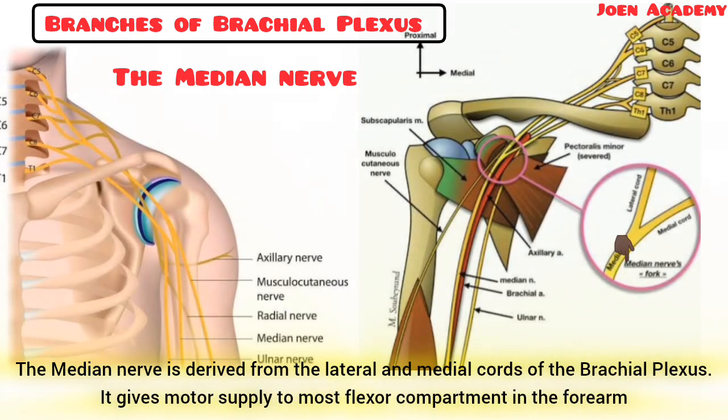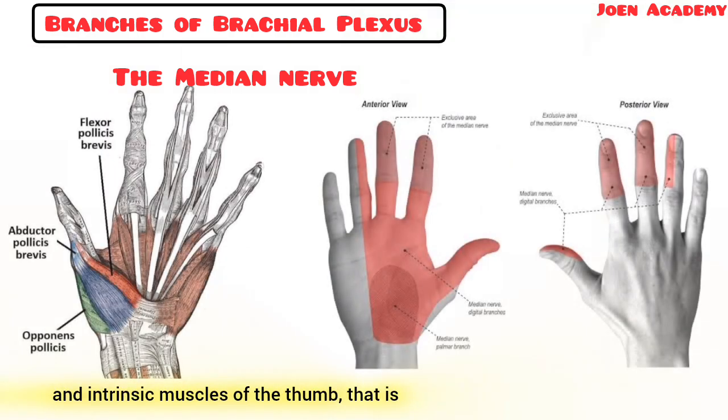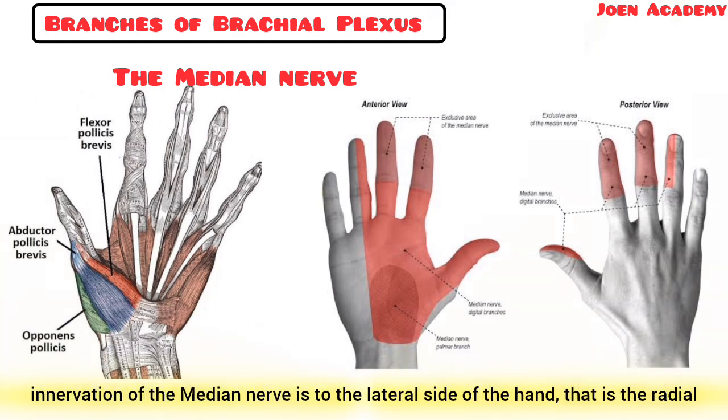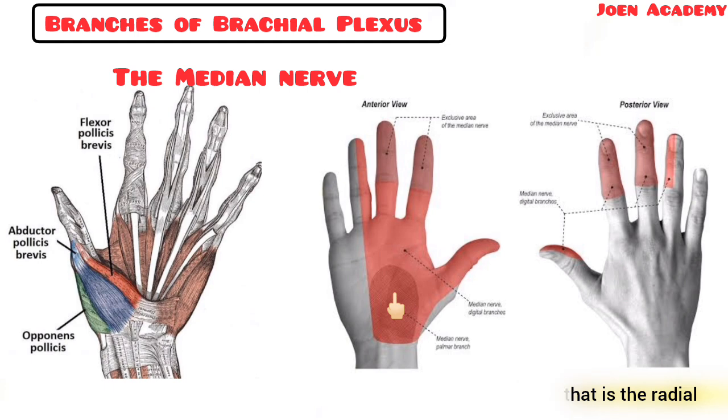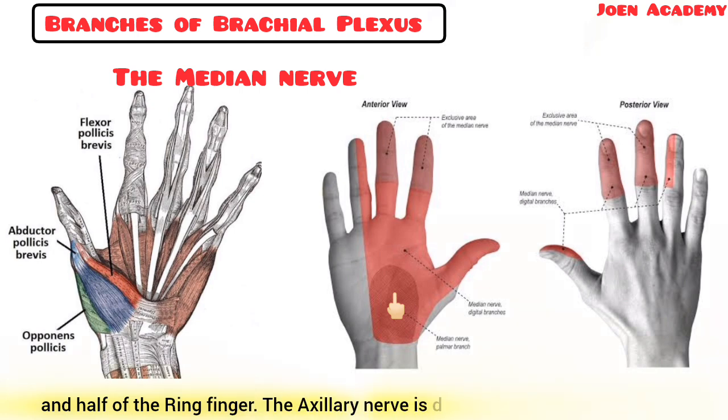It gives motor supply to most flexor compartments in the forearm and intrinsic muscles of the thumb, that is the thenar muscles. The sensory innervation of the median nerve is to the lateral side of the hand, that is the radial side, which comprises the thumb, the index finger, the middle finger, and half of the ring finger.